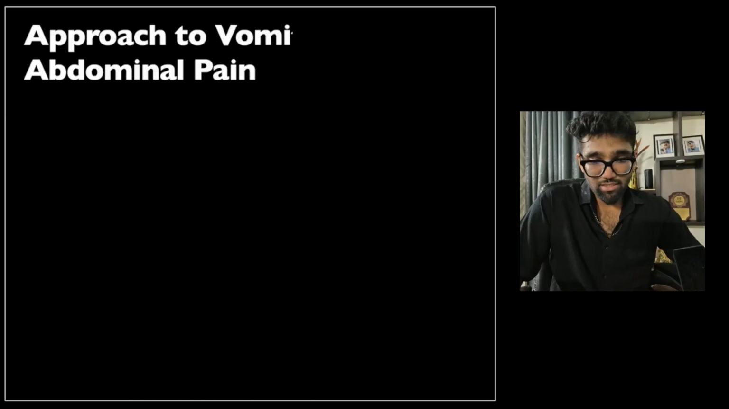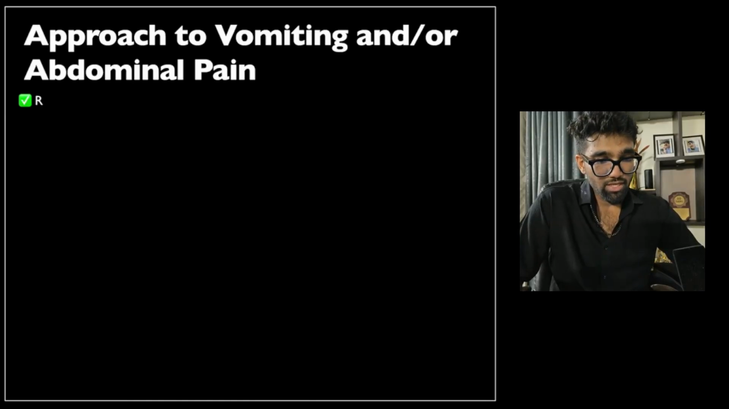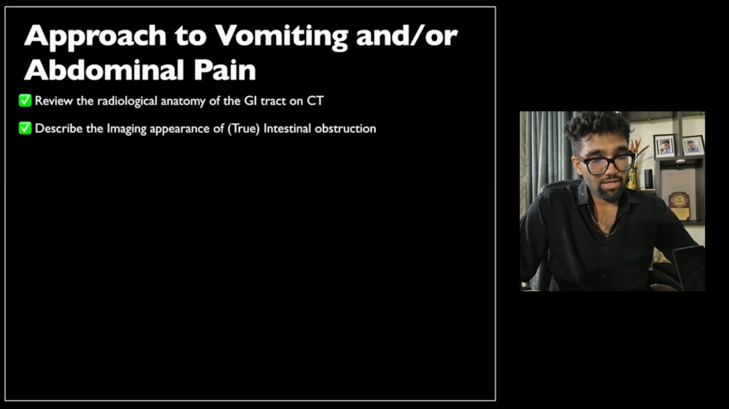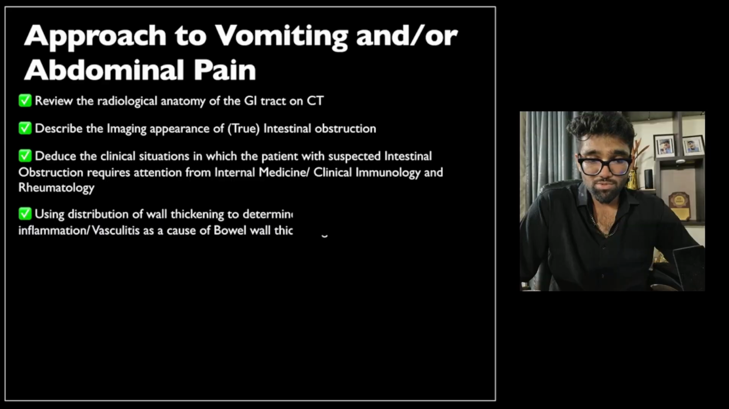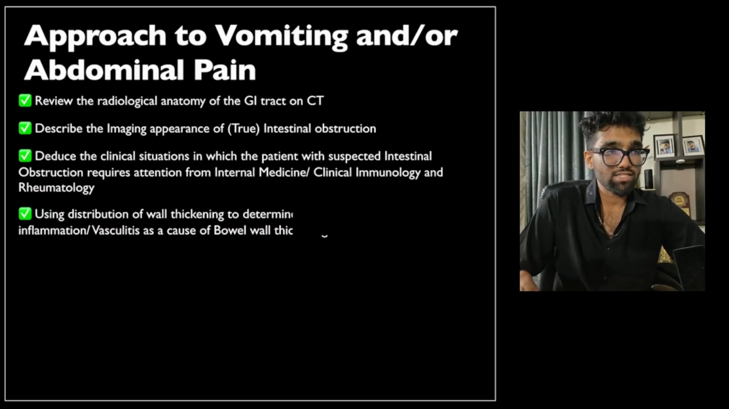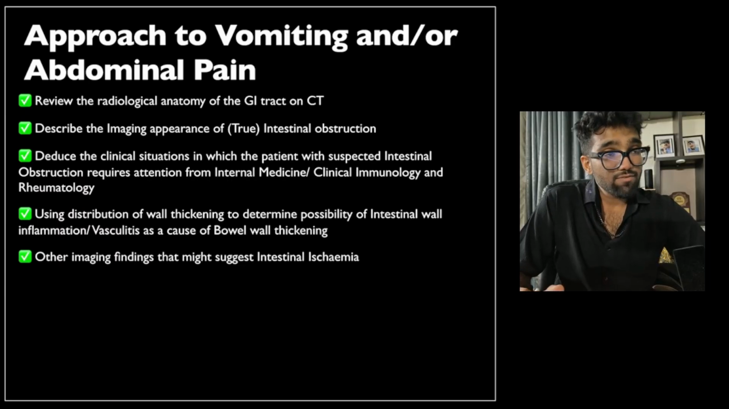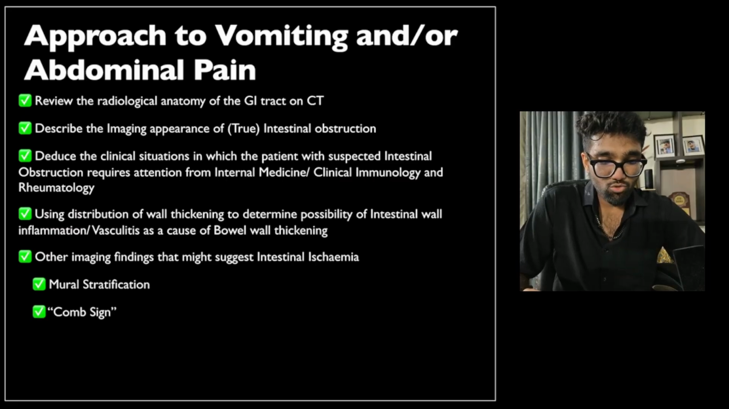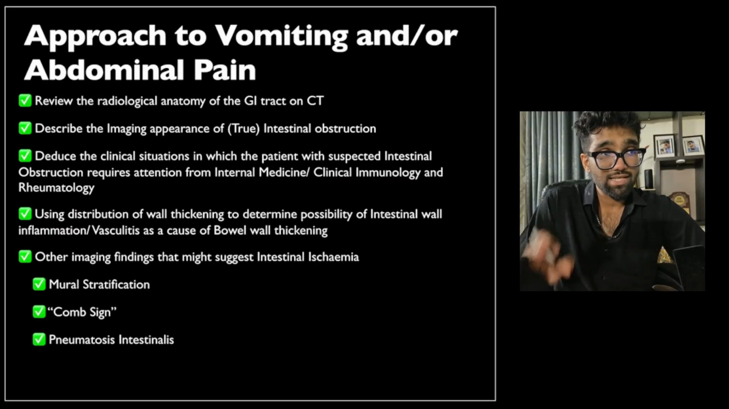So, in this discussion, I have covered the following topics. We've reviewed the radiological anatomy of the GI tract on CT. We've described the imaging appearance of true intestinal obstruction. We've deduced the clinical situations in which a patient who is suspected to have an intestinal obstruction would require attention from internal medicine. We talked about the distribution of wall thickening to determine possibility of intestinal bowel inflammation and vasculitis as a cause of bowel wall thickening. We've talked about other findings that might suggest ischemia, but are not pathognomonic of ischemia. That is mural stratification, comb sign, and pneumatosis intestinalis, and we've understood exactly what they mean.